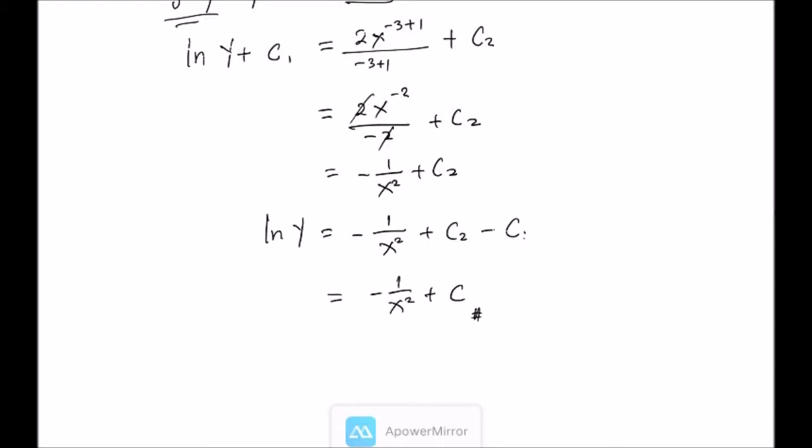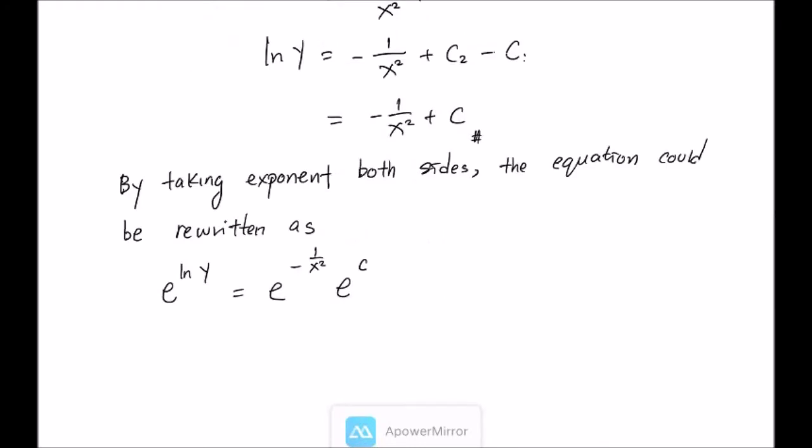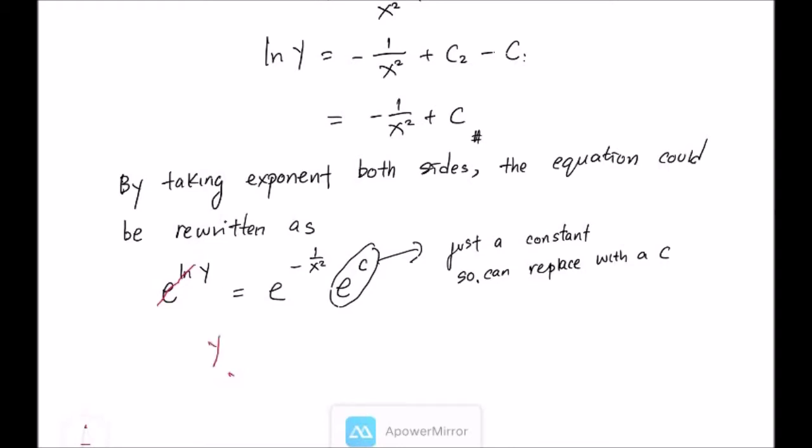Next, you need to take the exponent of both sides. By taking the exponent of both sides, the equation can be rewritten as e^(ln y) equals e^(-1/x^2) times e^c. This e^c is just a constant, so you can replace it with c. The exponent and ln cancel out, so you are left with y equal to c times e to the power of -1 over x^2. So this is the y value.